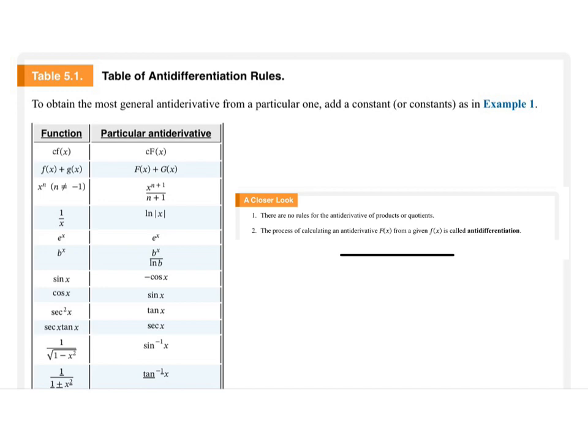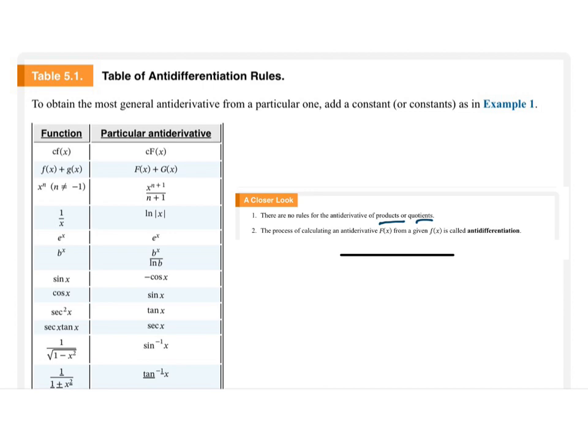Yes. Okay. A couple of things that we want to make note of: it says there are no rules for the antiderivative of products or quotients. Again, if you come across a product or a quotient and you're supposed to integrate that, you hope that you have a really nice calculator near you. This is just not something that we handle by hand.